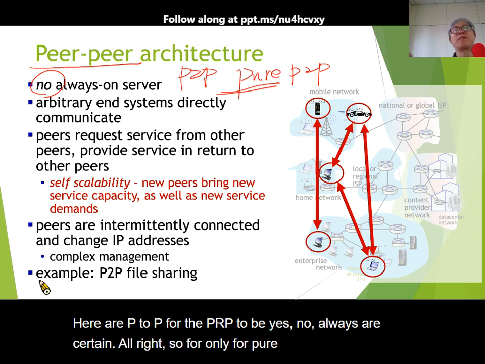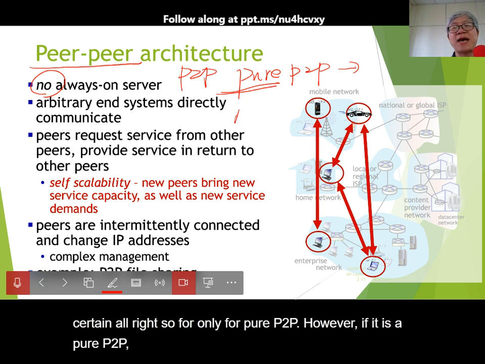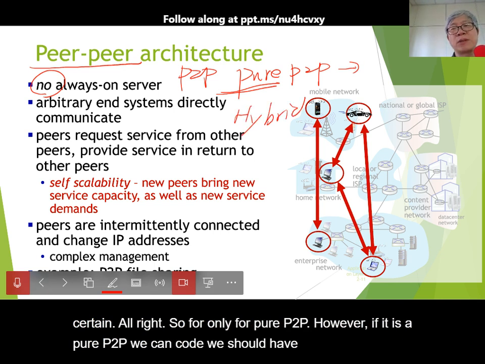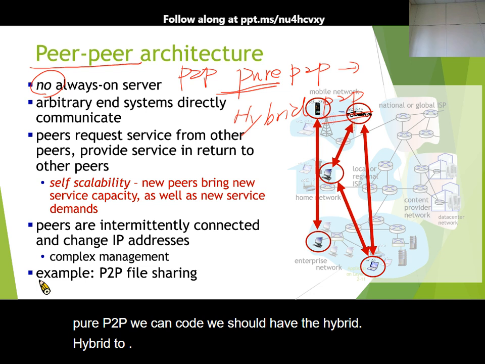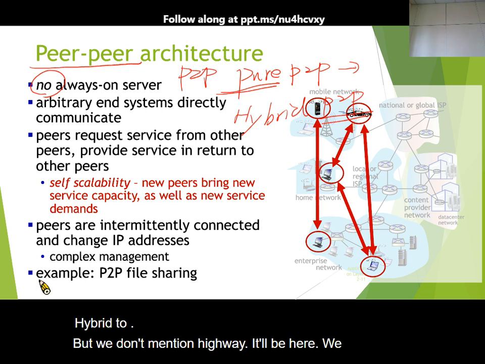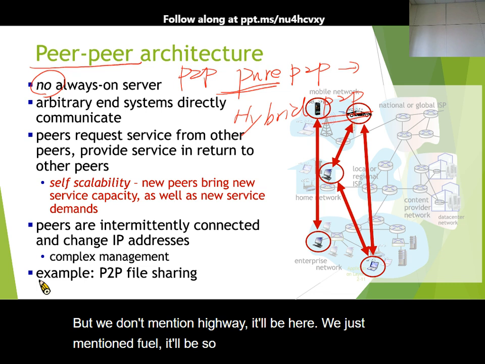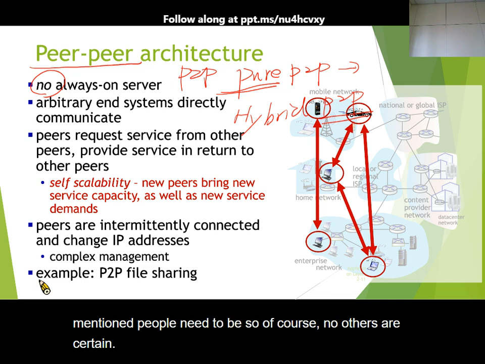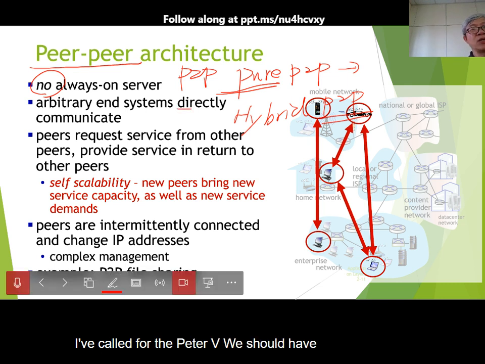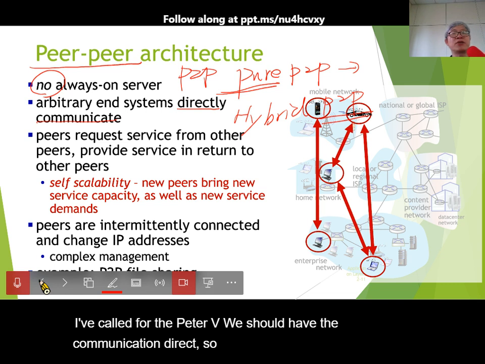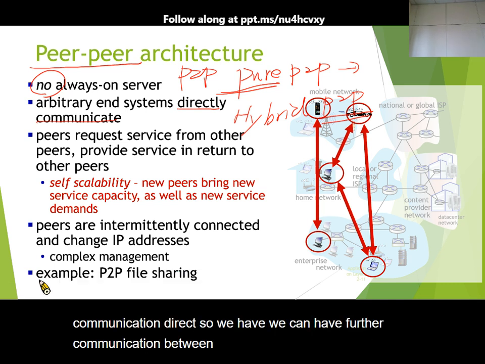However, if it is not pure P2P, we should call it hybrid P2P. But we don't mention hybrid P2P here. We just mention pure P2P. So of course, no always-on server. For P2P, we should have direct communication, so we can have communication between the two end systems directly. As for the others, I think you can check it.